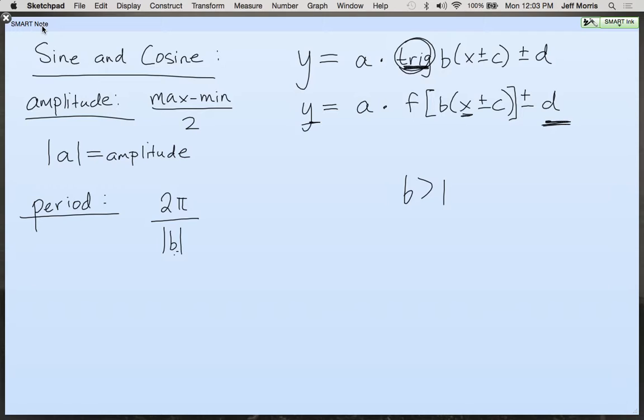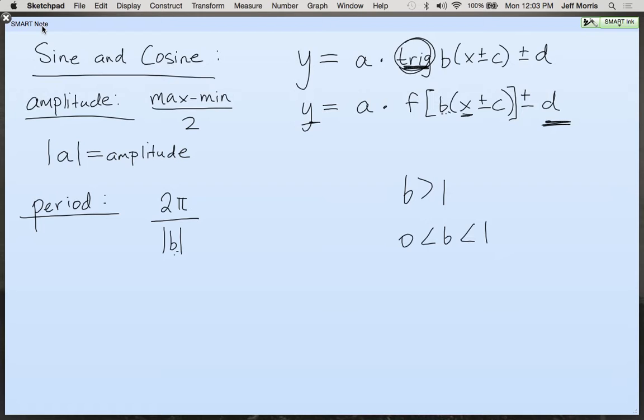If it's a 1/2, I said if it was between 0 and 1, it stretched it. So if it's a 1/2, how can I make it stretch by 2 and not 1/2? Well, if you divide by half, what does that really force it to do? Multiply by the reciprocal, and it makes it 4 pi.